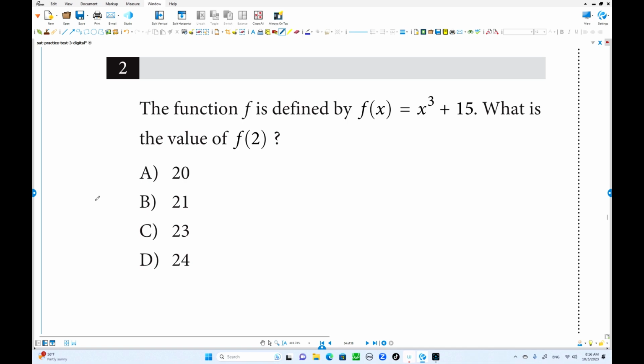F is defined here. What is the value of y when x is 2? When x is 2 over here, 2q plus 15. 8 plus 15 equals 23. Okay, that is f of 2. So 23 is here.